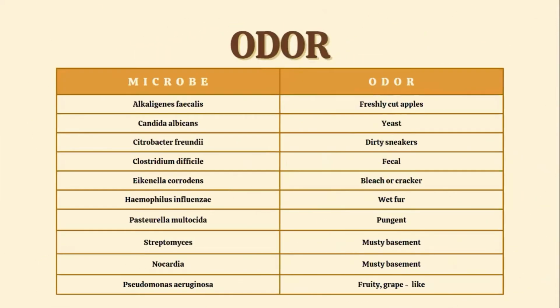Next, we have their odor. The microbe Alcaligenes faecalis has an odor of freshly cut apples. Candida albicans and Citrobacter freundii smell like dirty sneakers. Clostridium difficile smells fecal. Eikenella corrodens smells like bleach or crackers.